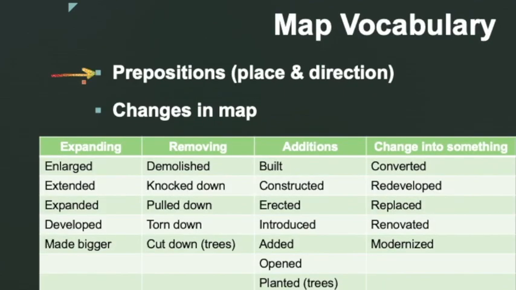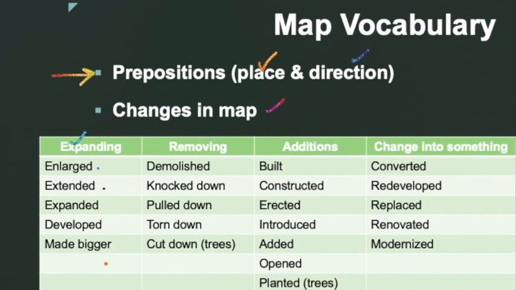This is map-based vocabulary. You should know the prepositions of place and direction. Directional words like towards, leading to, and place words like into, before, after, between, and so on. Then changes in the map. Changes in the map means, was there any expansion done? For expansion, you can use words like enlarged, extended. So enlargement, extension. Use the noun and the verb form accordingly.